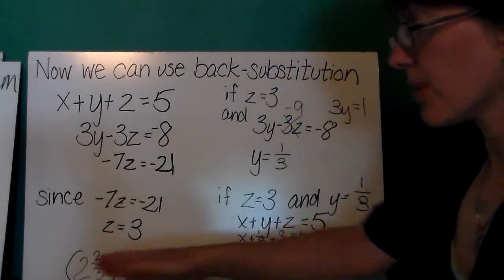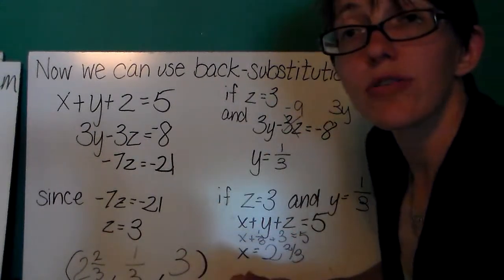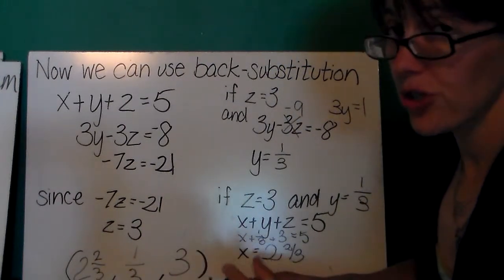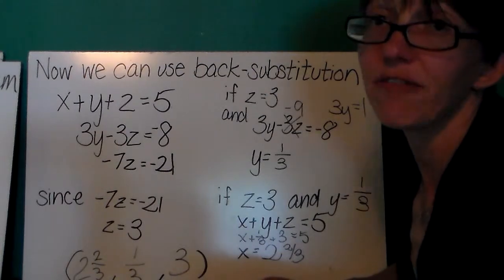So now you've seen an example, you've seen a solution, and you know you can do this Gaussian elimination with 2, 3, 4, or even more variables.